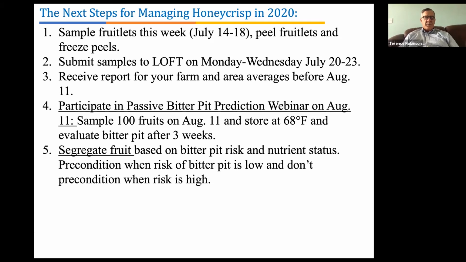You'll have this information at least a week before harvest on the passive, and at least a month before harvest on the nutrients, to allow you then to plan what you're going to do with marketing and storage of that fruit. Now, for example, point number 5, just as a teaser for you to join us in the webinar in August on this passive bitter pit prediction method.